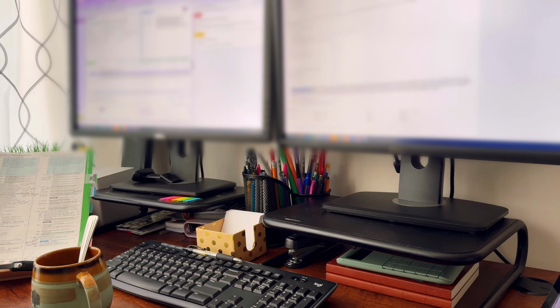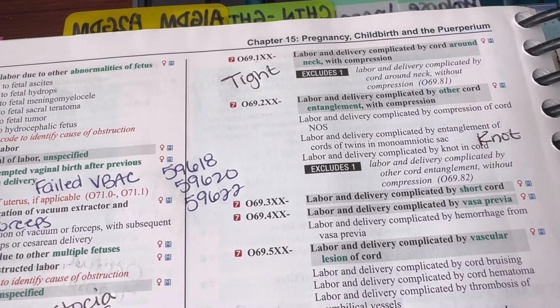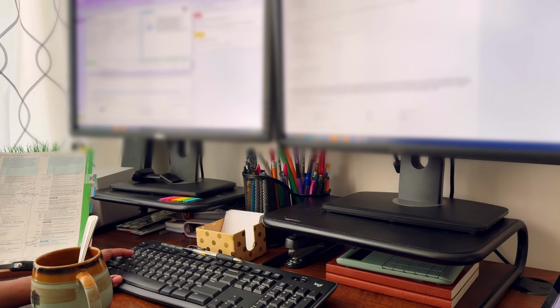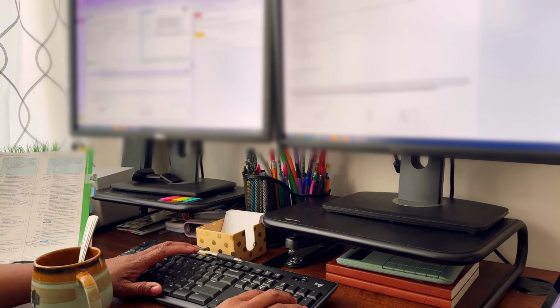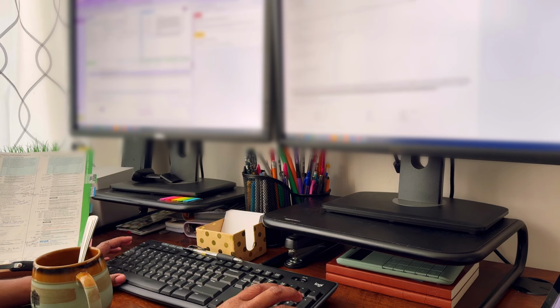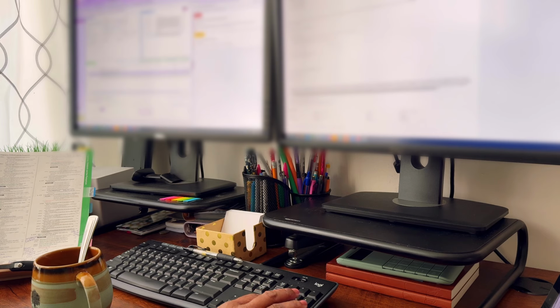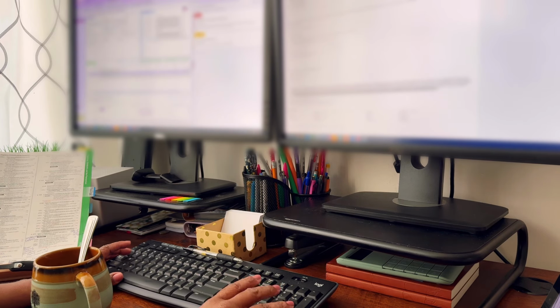Let's see. There was a tight nuchal cord, so I have to use 0691XX0, and that code reads labor and delivery complicated by cord around the neck with compression. And is there anything else? No. So I have my weeks of gestation, and let's see. And my outcome of delivery. So those are there.